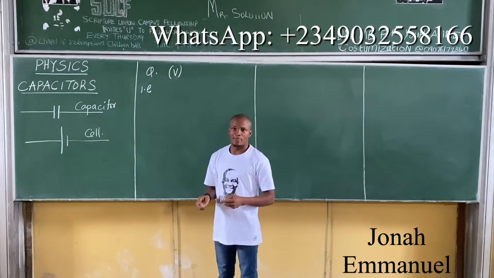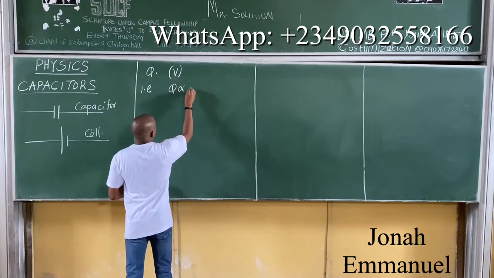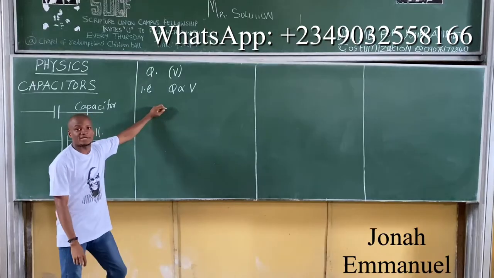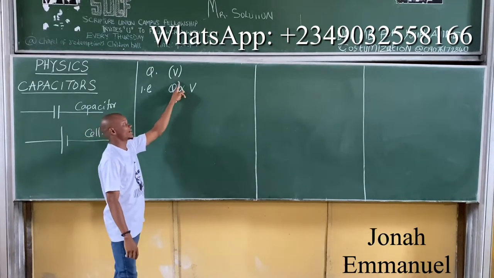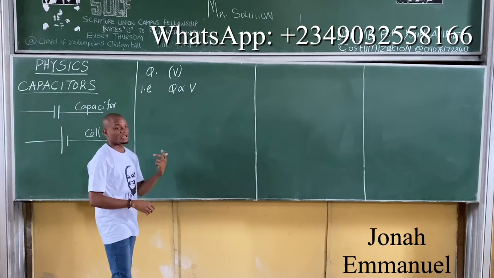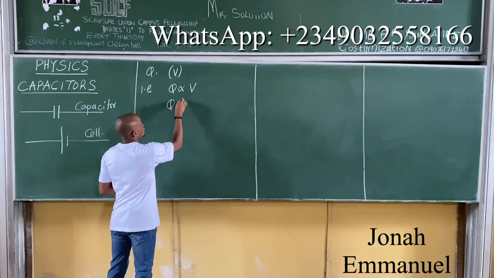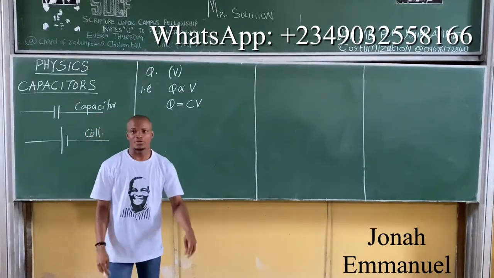You're saying that Q is directly proportional to V. Next up, in mathematics or in science, you take off the proportionality sign and introduce a constant. In this case, I have that Q is equal to C times V. I have that Q is equal to CV.